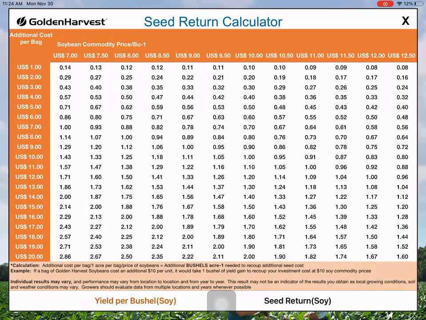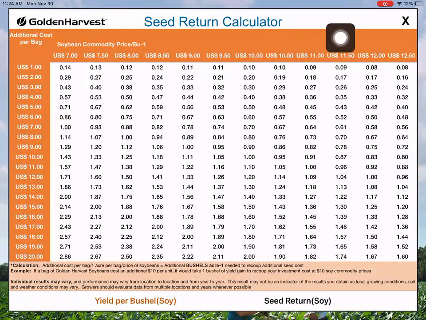What this first tab, yield per bushel, will show you is, on the top axis, a soybean commodity price from $7 all the way up to $12.50. On the left-hand side going down, you've got an additional cost per bag for Golden Harvest soybeans. And in the middle, you've got the yield advantage that you will need to realize to break even, depending on where you enter the table.